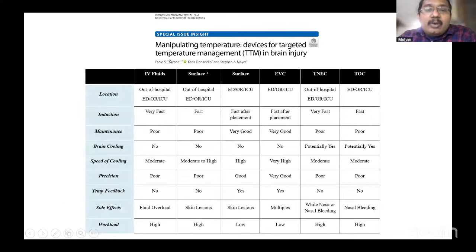So Fabio has given this nice table where you can see that surface cooling with temperature regulation and endovascular cooling fare much better in terms of how quickly they can induce, how they can maintain, and how much workload the nursing staff will have because of this TTM.